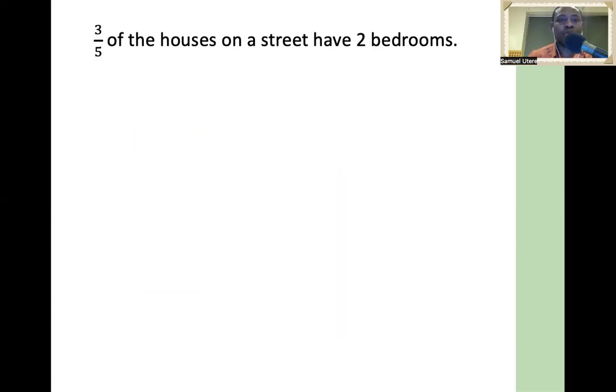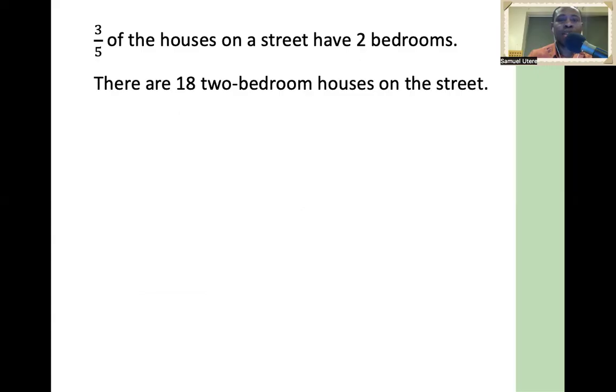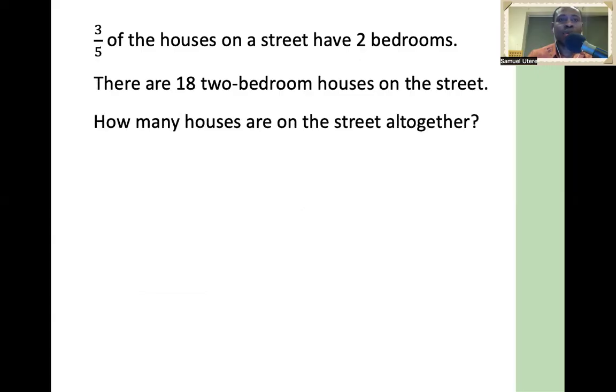Let's look at another one. 3/5 of the houses on a street have 2 bedrooms. There are 18 2-bedroom houses on the street. We're being asked how many houses are on the street. Before we even present the bar model, we have 3/5. The denominator tells us the number of parts things are split into, so we're going to have 5 equal parts in our bar model. Out of those 5 equal parts, we're interested in 3, because 3/5 of the houses on the street have 2 bedrooms. But these 3 parts are represented by 18.